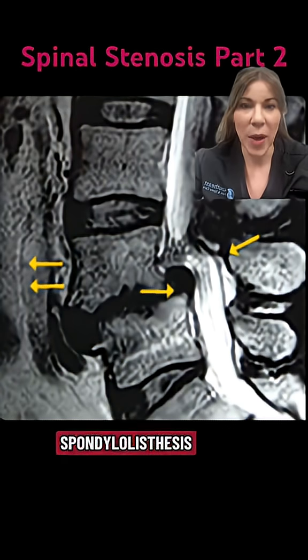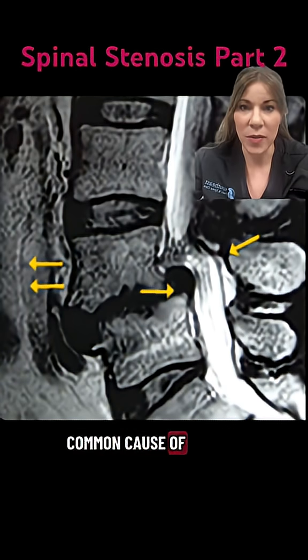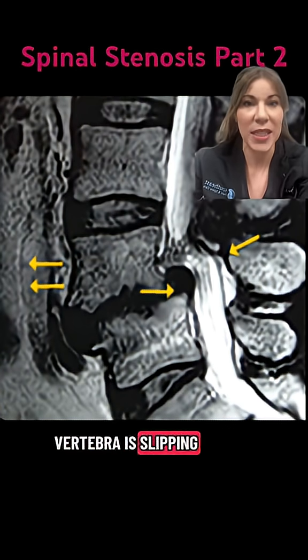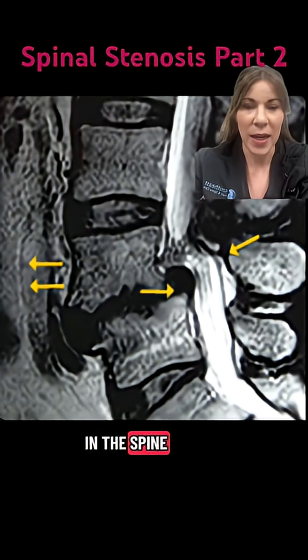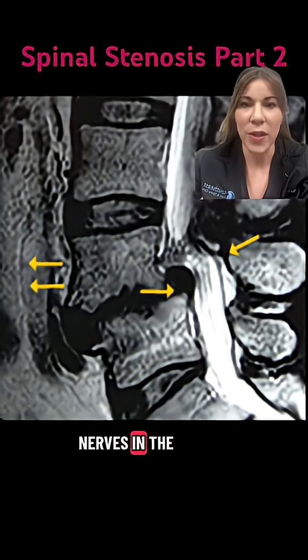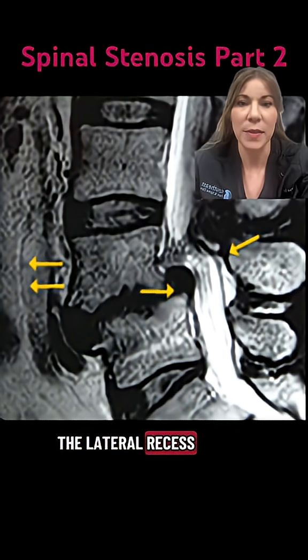This image shows spondylolisthesis, which is another common cause of spinal stenosis. That's where one vertebra is slipping forward on another, and there's some instability in the spine. That can put pressure on the nerves in the central canal and the lateral recess.